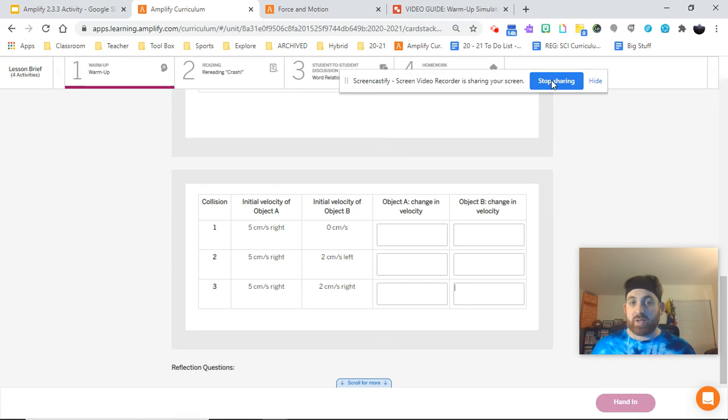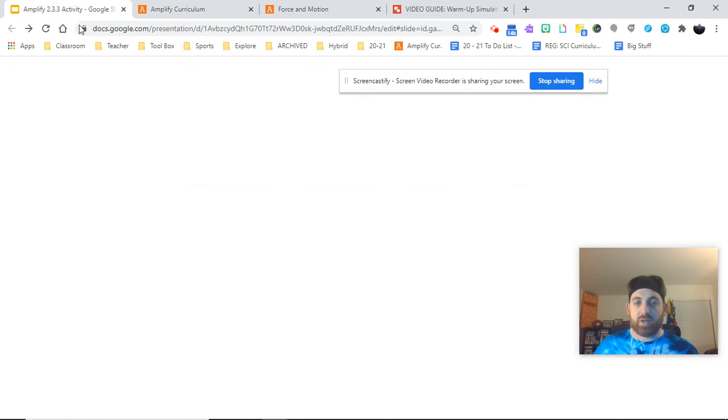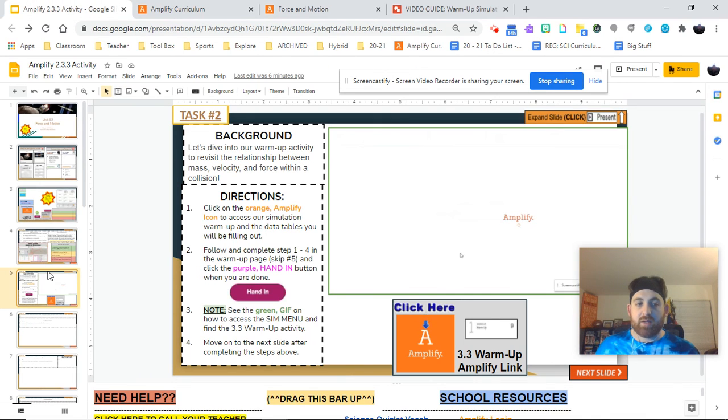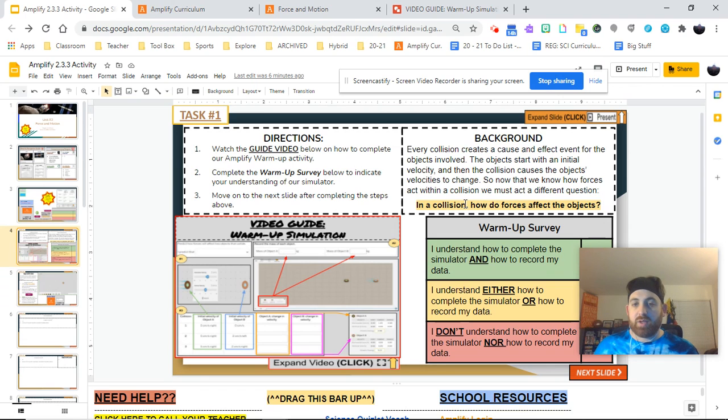If you have questions, reach out to me. Otherwise, let's go ahead and begin exploring that big question that we were looking at the very beginning. In a collision, how do forces affect the object? Here we go.